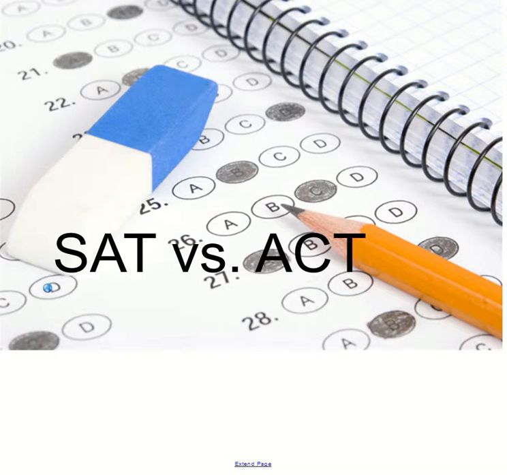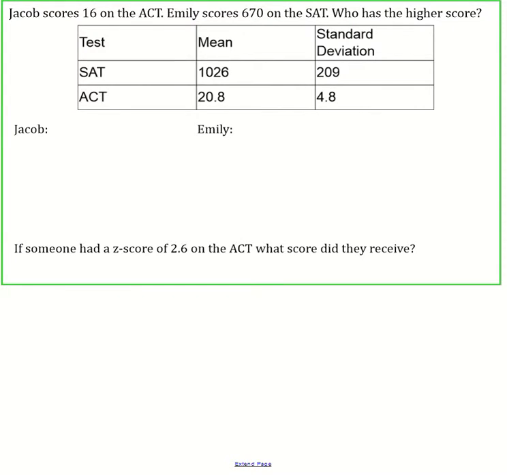SAT versus ACT. When you apply for colleges, some colleges require the ACT, some require the SAT, and so we're going to compare some SAT and ACT scores. Here I have two students: Jacob, who got a 16 on the ACT, and Emily, who got a 670 on the SAT. We need to decide who has the higher score. We use that formula, x minus x bar over Sx, to determine who has the higher score.